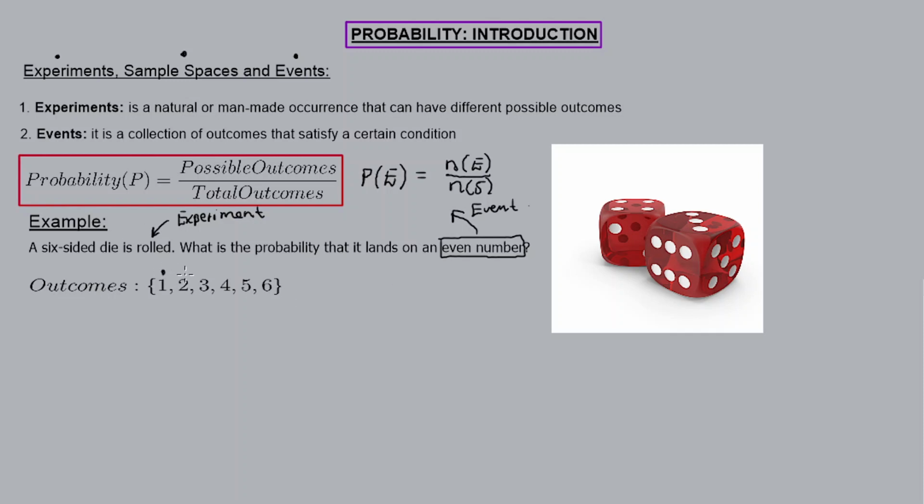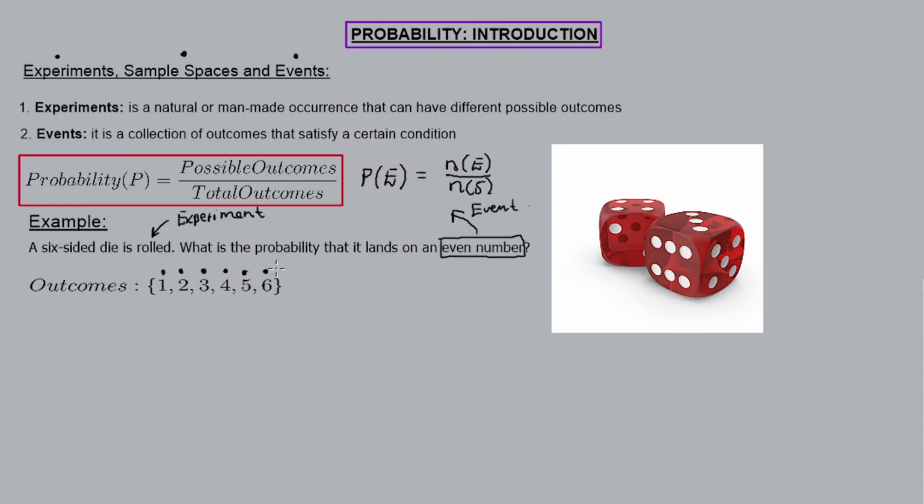Now roll a dice and it lands on 2. Now roll a dice and it lands on 4. Or roll a dice and it lands on 3, 5, and then it lands on 6. So that's why the possible outcomes are 1, 2, 3, 4, 5, 6. Now roll a dice and it lands on any of these numbers.